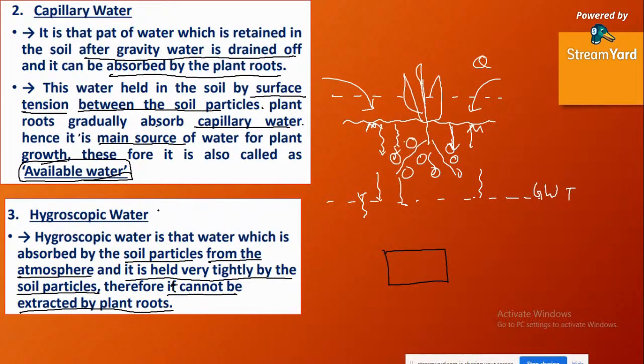So hygroscopic water also cannot be used by the plant. Gravitational water also cannot be utilized by the plant. Only the part of the water which is utilized by the plant is called capillary water. This is called available water for the growth of the plant.